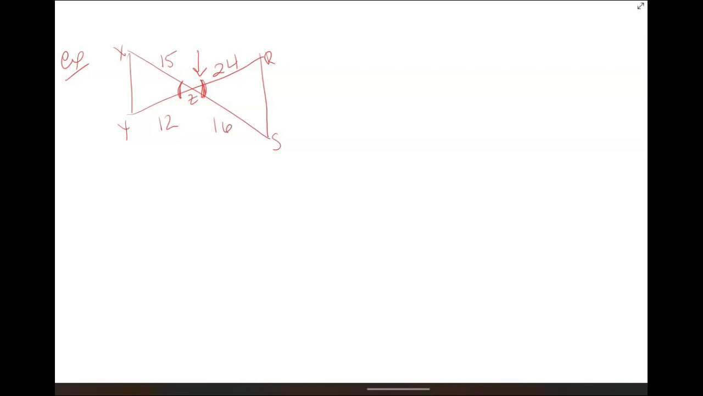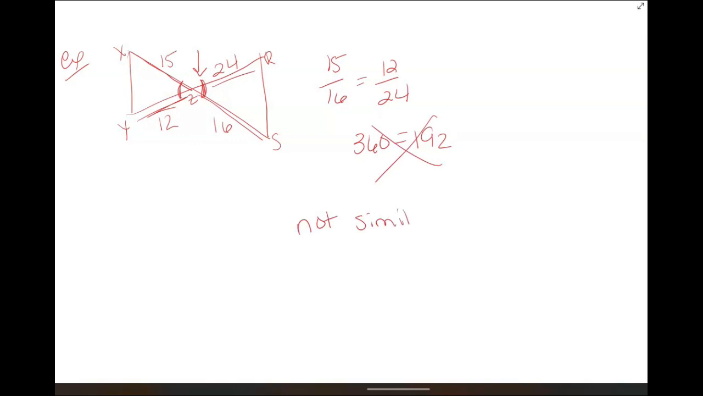So we would be careful. This side is actually corresponding to this side. So it's 15 is to 16 as 12 is to 24. And we're going to cross multiply and you're going to get 360 is equal to 192, which it's not. So these are not similar because remember they have to have both.